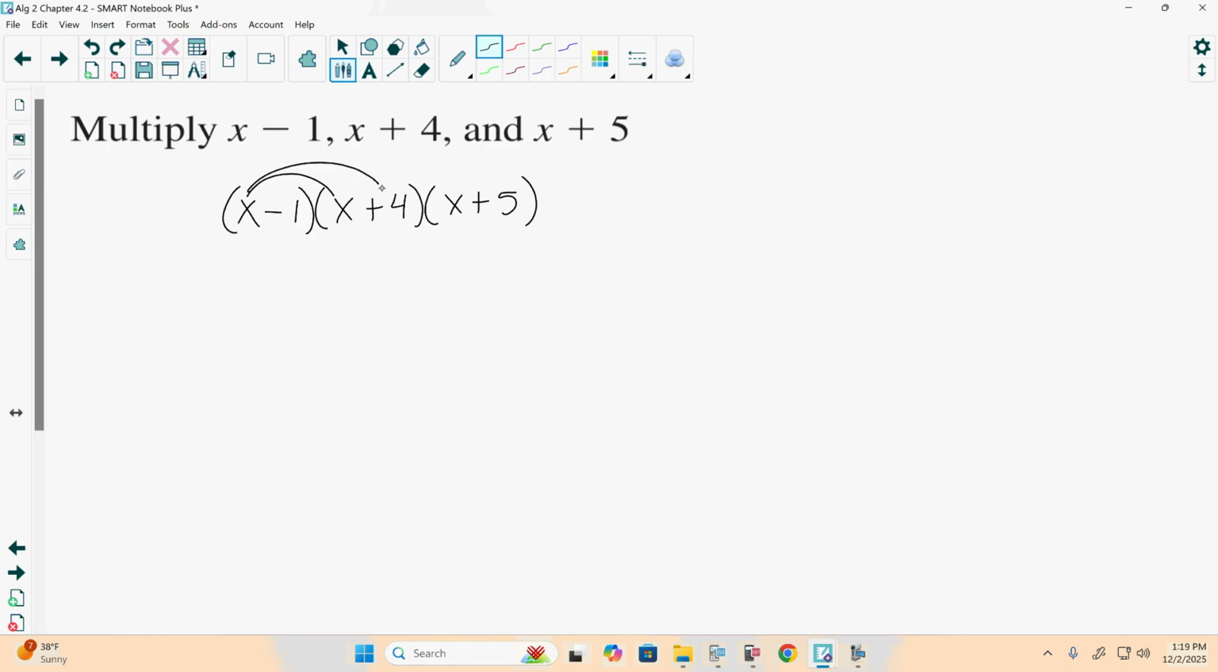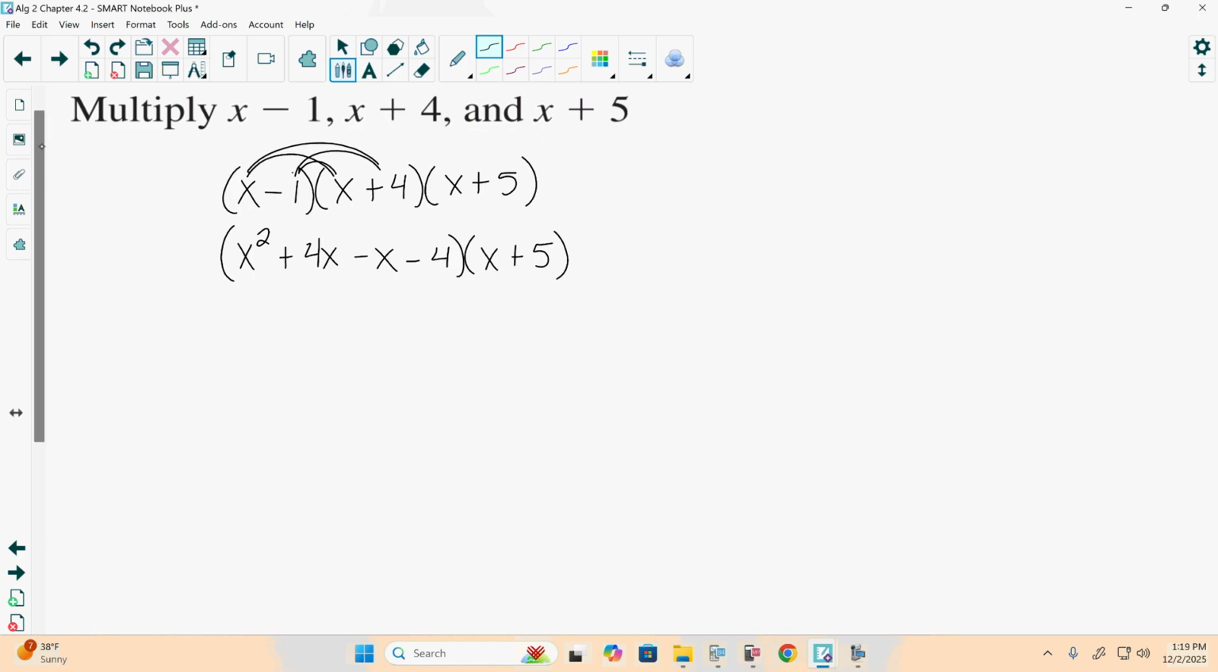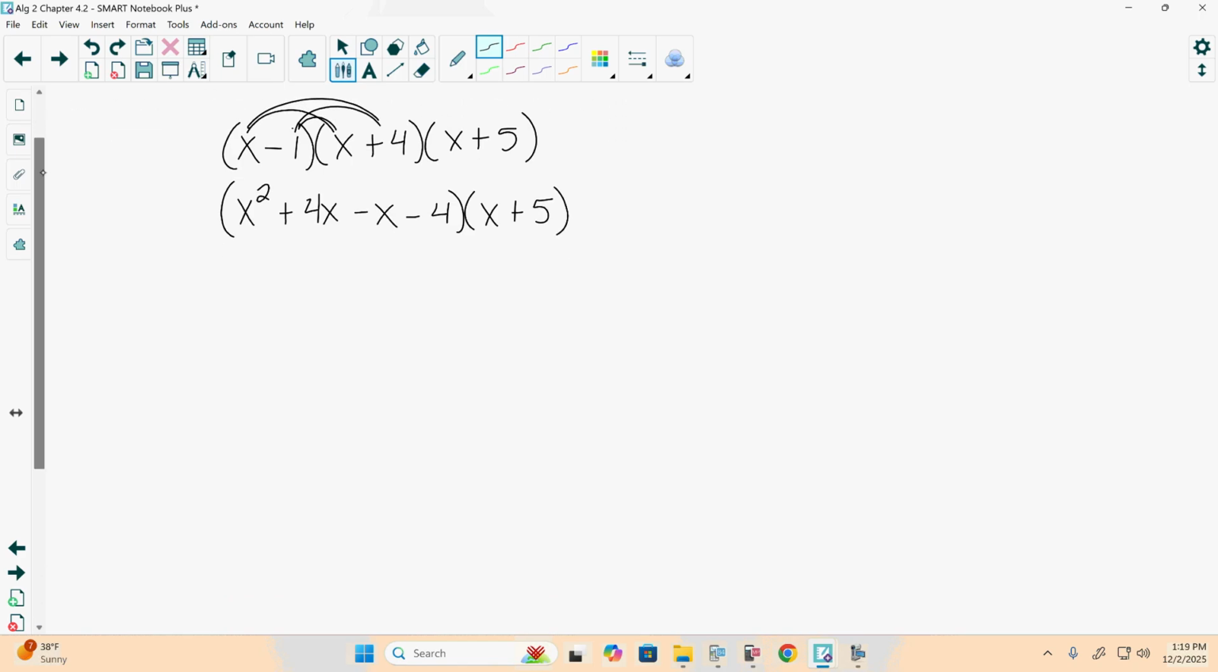So here we can multiply the first 2. So we'll still have parentheses because we're going to have to multiply with the third one. X times x is x squared. X times 4 is going to be 4x. We'll do the same thing with negative 1. Negative 1 times x is negative x, and negative 1 times 4 is negative 4. Questions on this so far?